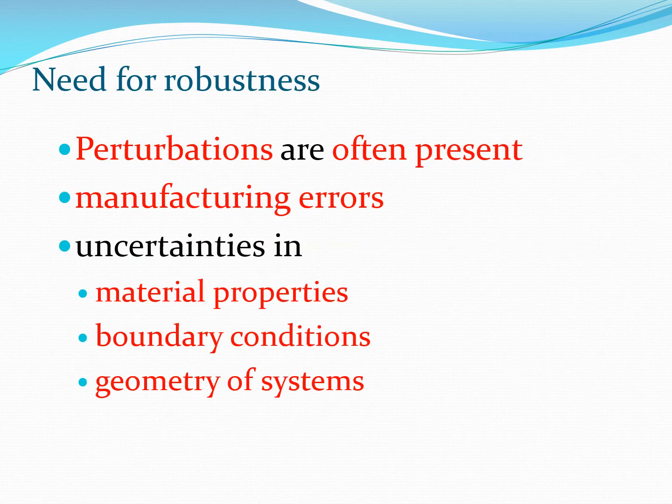We see that the need for robustness comes because perturbations are often present in the system. For example, whenever you try to manufacture something, there may be some minor deviation from the values you have given. You also have uncertainties present in material properties, boundary conditions, geometry of systems. So the properties which are actually used in the simulation, which you are using to get the particular optimal solution, are not the properties you get in the real system.